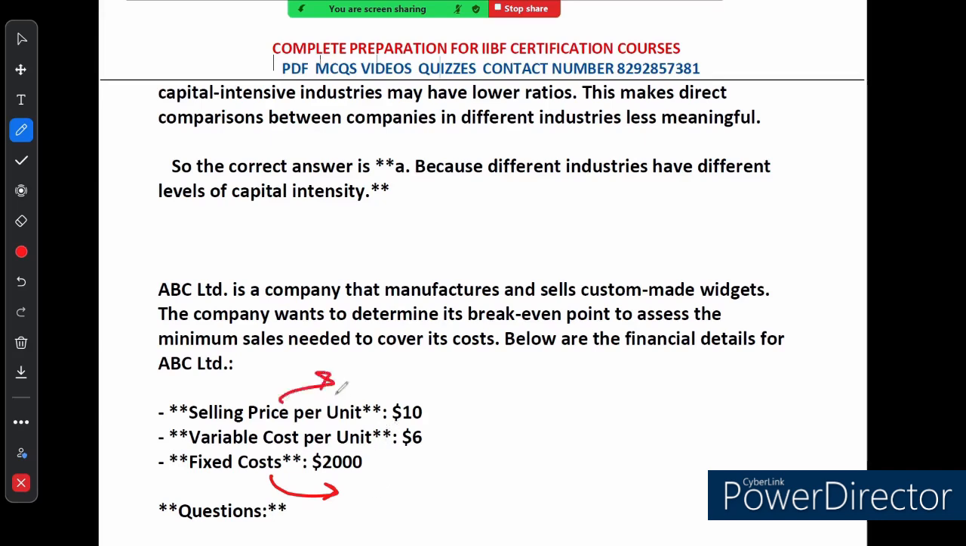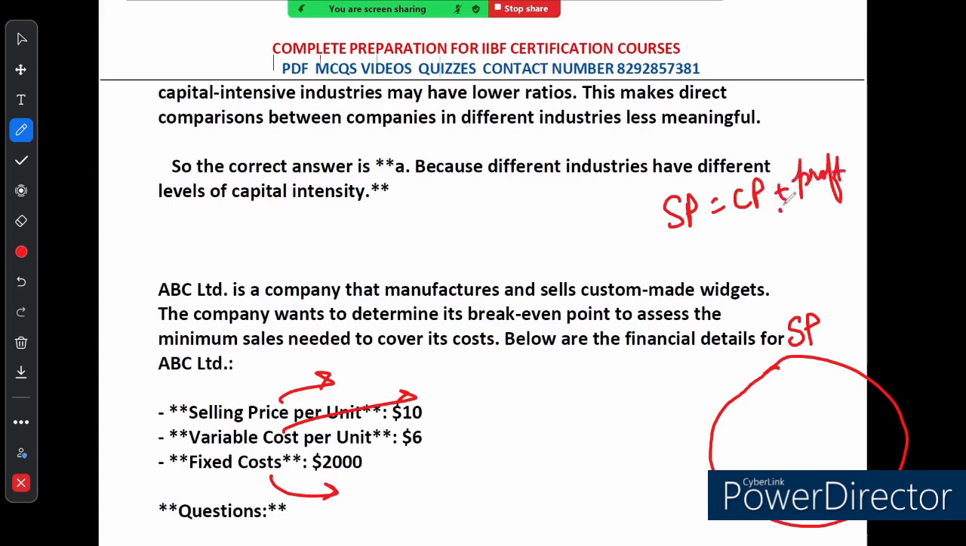What is the selling price? This is the amount that ABC Limited charges for each widget. And the variable cost is the cost to make each widget. Let me make you understand using this circle. This entire circle represents the selling price, and you know the basic formula: selling price is equal to cost price plus profit, or minus loss. So you divide this circle into two parts.